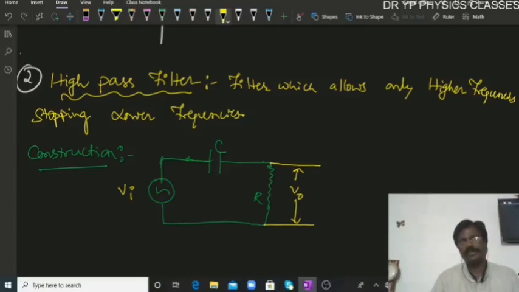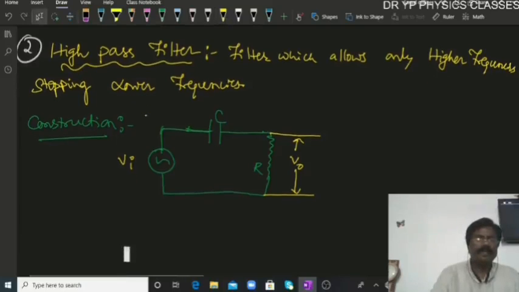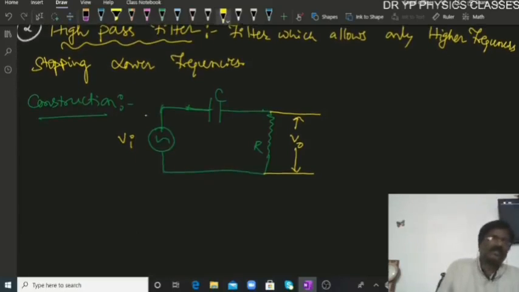We have a voltage source. The source is connected to the capacitor, then to the resistor, and then the resistor back to the voltage source, and we are going to measure the output voltage across the resistor. This is the simple construction of the high pass filter. Now, how does it work? Working is also very simple.